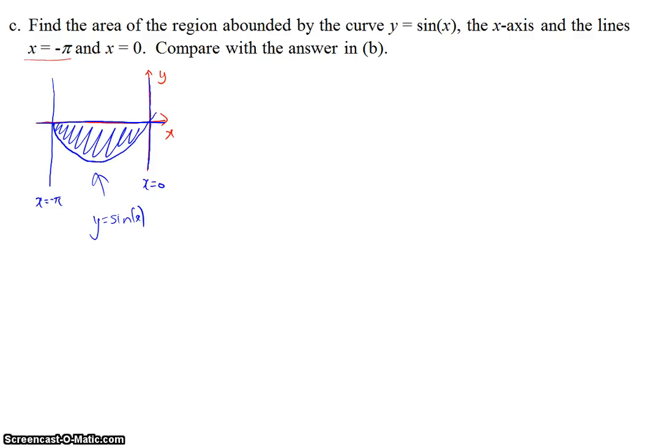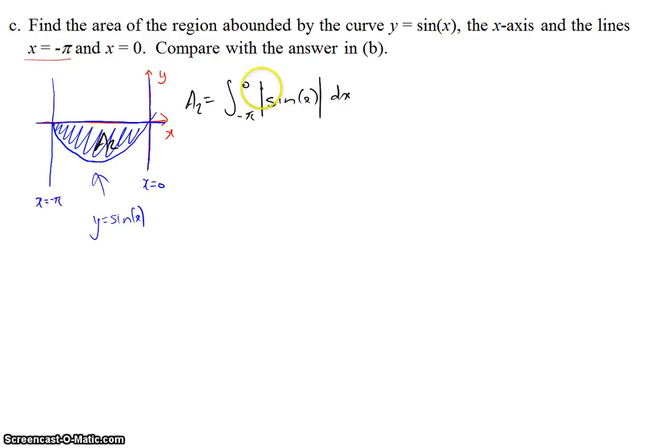Now, the trick with area, because we're now under the x-axis, we can't just take the area itself, right? We can't just integrate it. We can't say that this area, let's call it A2, equals the integral from negative pi to 0 of sine of x dx. Why not? Because when you have an area beneath the x-axis in mathematics, that comes out as a negative area. So instead, we need to take the absolute value of sine of x in this case.